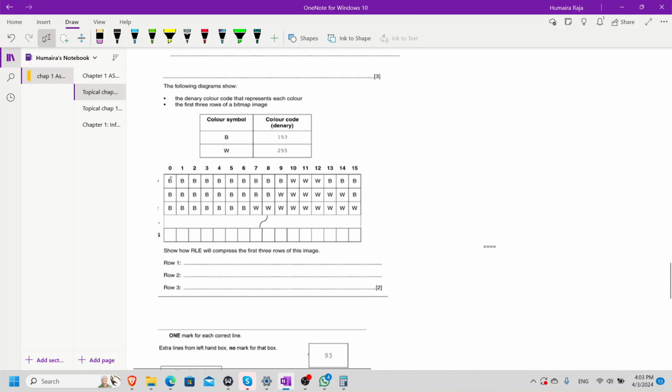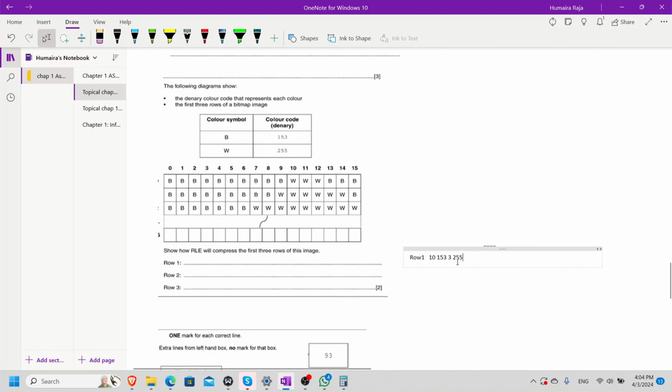So first, I told you the first step is to count how many b's are there. 1 2 3 4 5 6 7 8 9 10. There are 10 b's. Okay, so I can write 10. And what is the equivalent code for b? We can see from this table it is 153. So this is basically for row 1. I have 10 and 153. Then what is next? White, how many white? 3. So I will write 3. And then what is the code for white? 255, right? So in this way I will keep on writing.